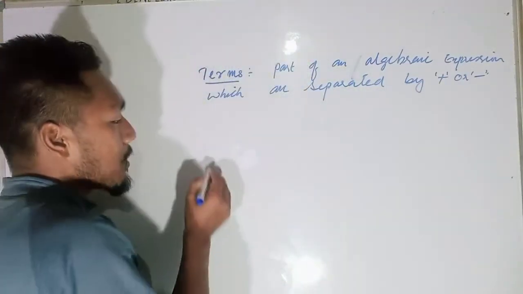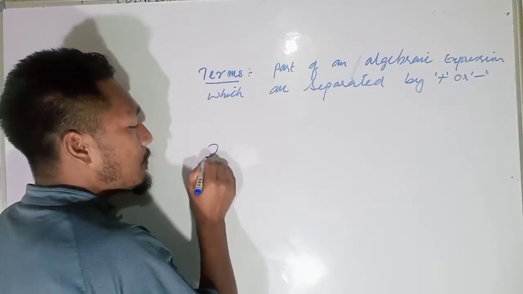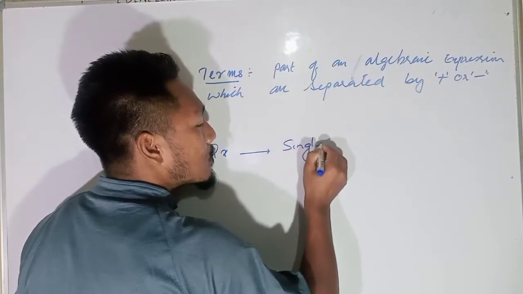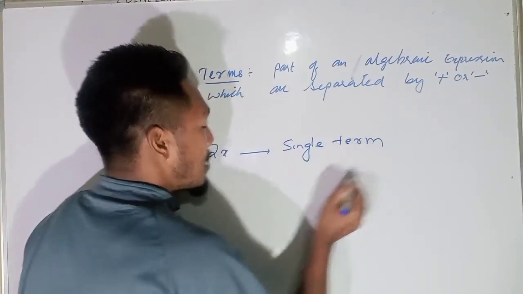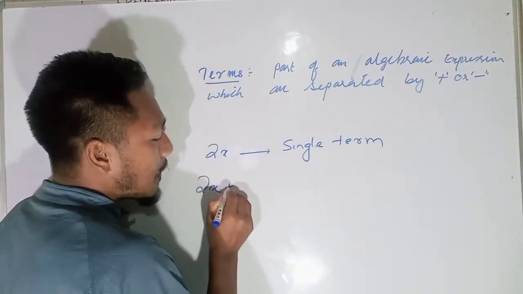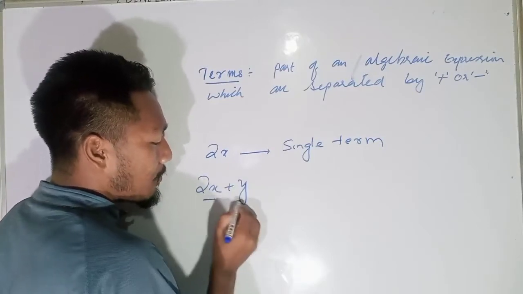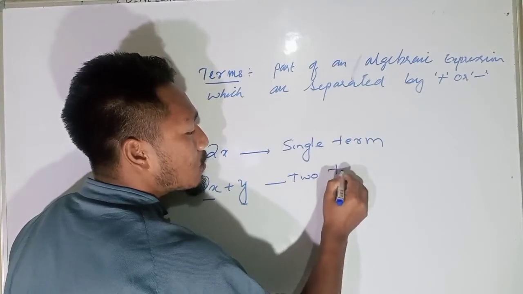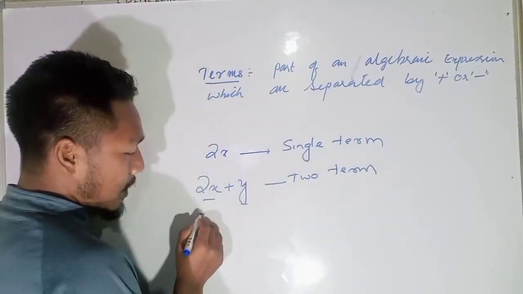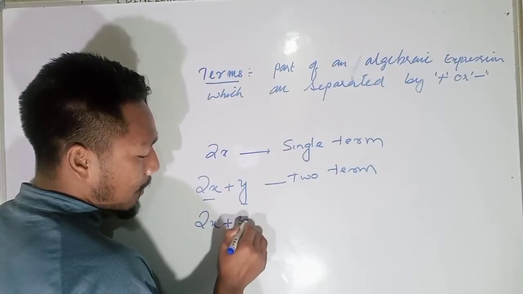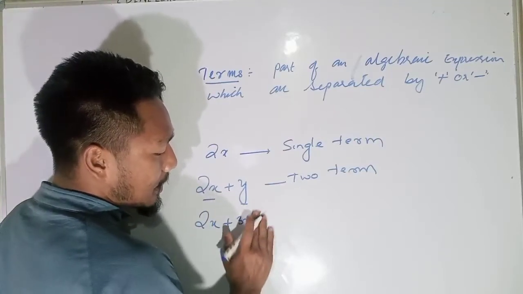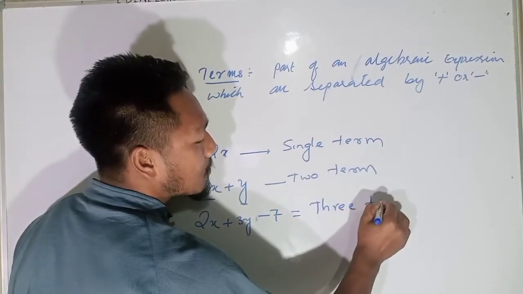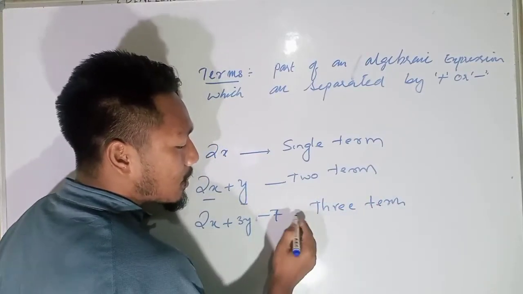Now if this is 2x, then we say this is a single term. That means one term. But if I say 2x plus y, then here we have a double term. That means two terms. If I say 2x plus 3y plus minus 7, then you say three terms. Only three terms.